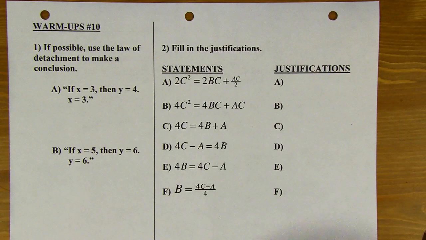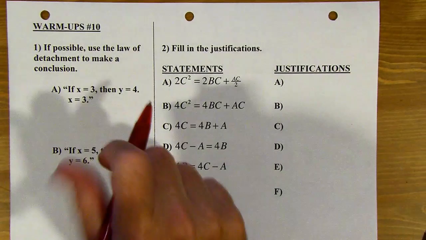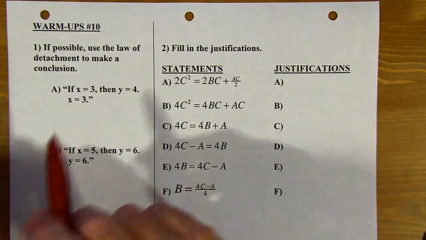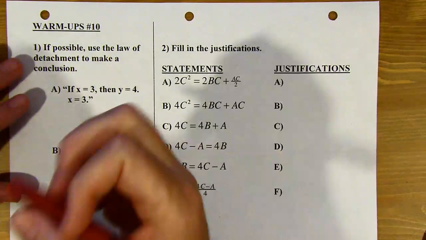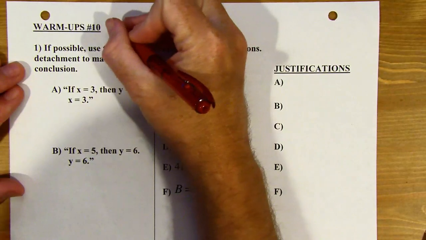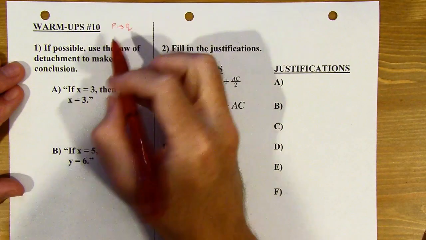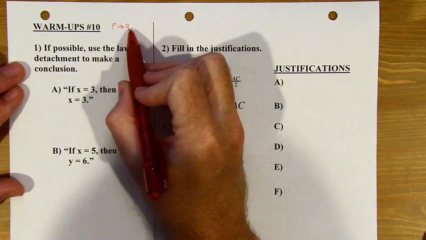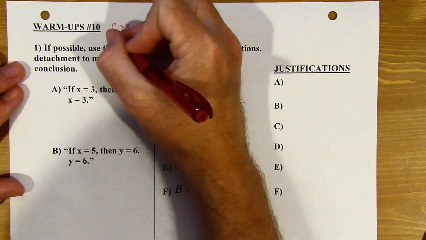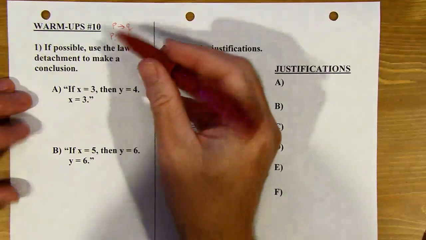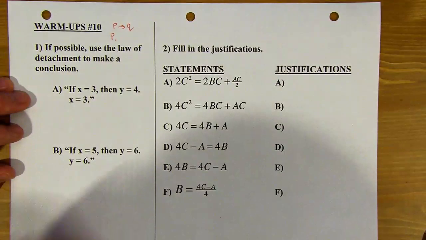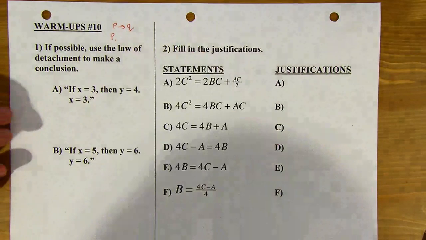All right, welcome to warm-up number 10. Okay, we're going to use the law of detachment here. So the law of detachment says if you've got a conditional statement, this is an if-then. If P happens, then Q happens. And let's say you know that P happens, well, you know what's going to happen. Q is going to happen next, right? So you can make the new conclusion then that Q is going to happen.